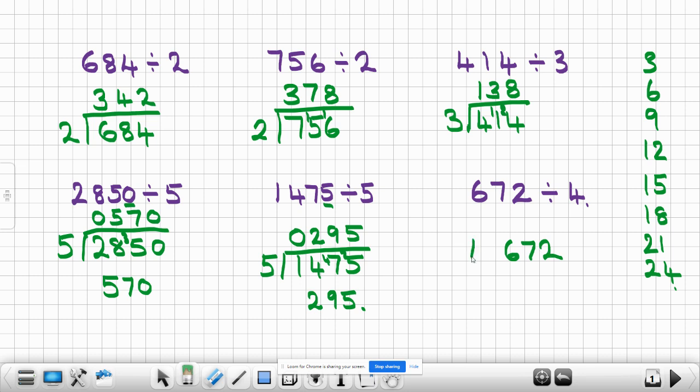And the final one for this video, we've got 672. We're going to divide by 4. 4's into 6 goes once, and we get a remainder of 2. I'm going to put that 2 in front of the 7 to make 27. And 4's into 27 goes 6 times. 4 times 6 is 24. So we have 3 left over. Sorry, I'm going to put that 3 in front of the 2 to make 32. And 4's into 32 goes exactly 8 times.